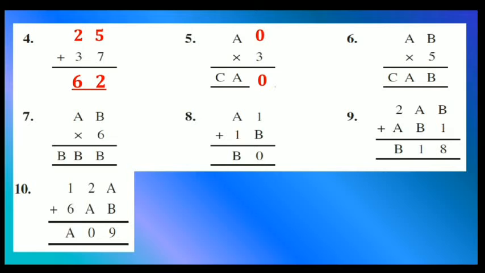Now 3 into what would give you the same number again? So it would be 5. 3 5s are 15. Carry over 1 is that C, that is 1. So 50 into 3 is 150.